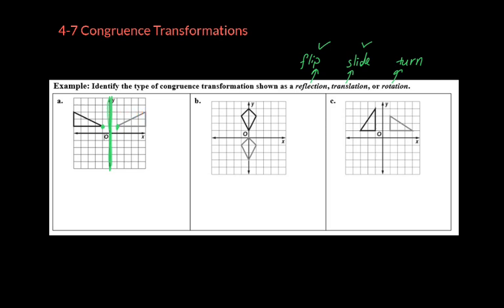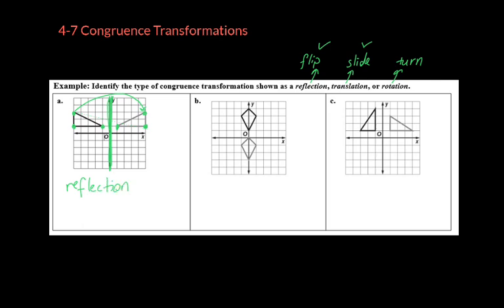So we can say that this point is reflected over the y-axis to get this point. And the same thing applies for these 2 points. The distance between the point and the mirror, the y-axis, is 5 units. So that means this is going to be a reflection.